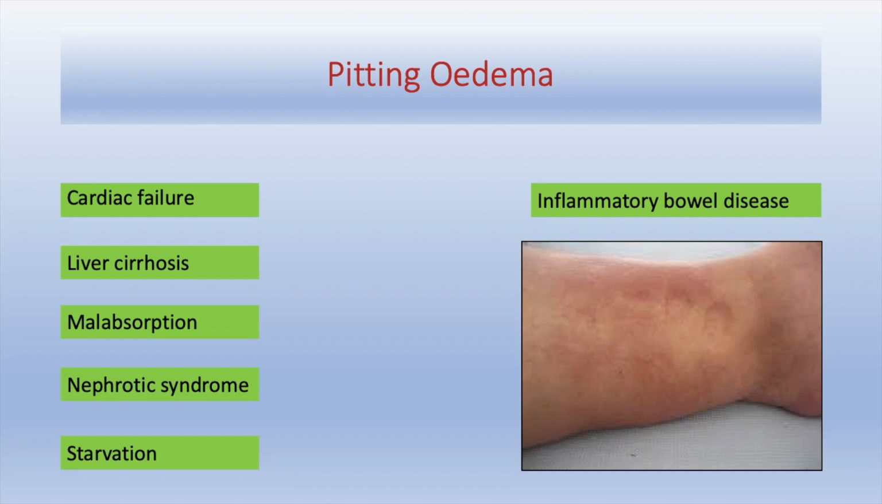Malabsorption, where the protein intake is not absorbed into the main system or your blood. Nephrotic syndrome, where the kidneys are excreting excessive amounts of protein or albumin in the urine. Hence, this creates an imbalance with the osmotic pressure and causes peripheral edema.